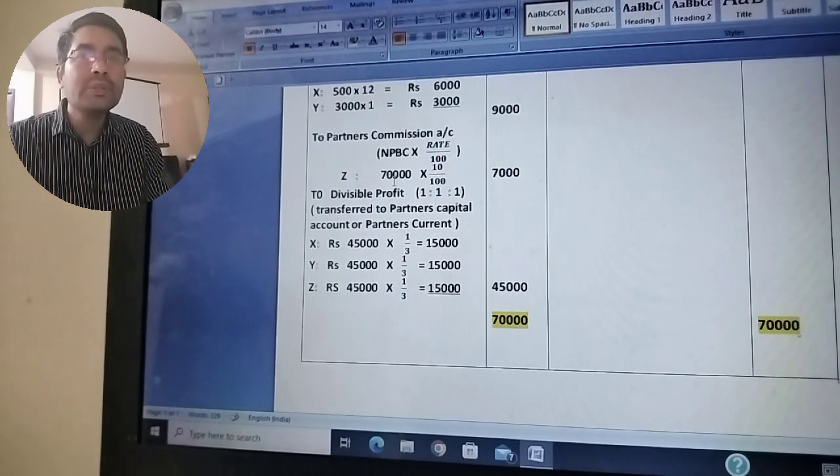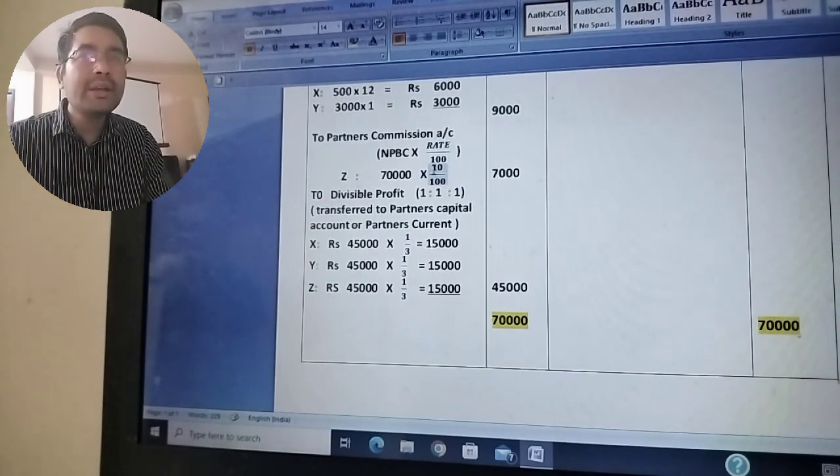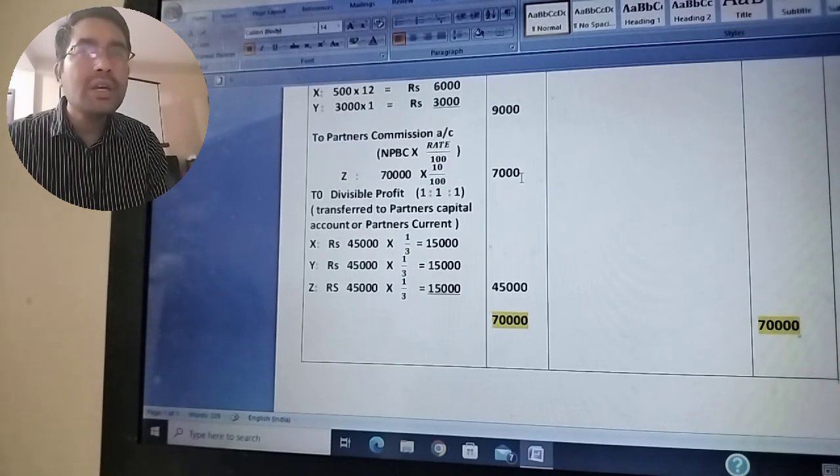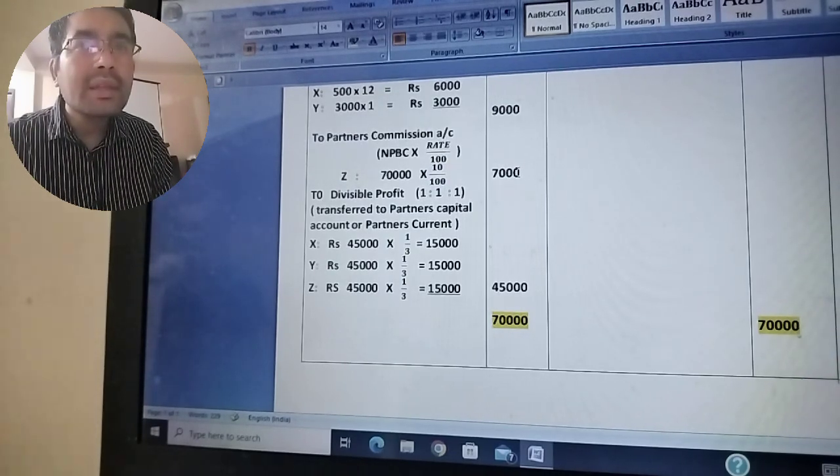And as you know, the net profit given in the problem is 70,000, and the formula is rate by 100 only. So the rate is 10% by 100. So 70,000 at 10% is 7,000. Got my point? So you need to multiply net profit 70,000 by 10 by 100, and altogether you will get 7,000. So all items are completed.